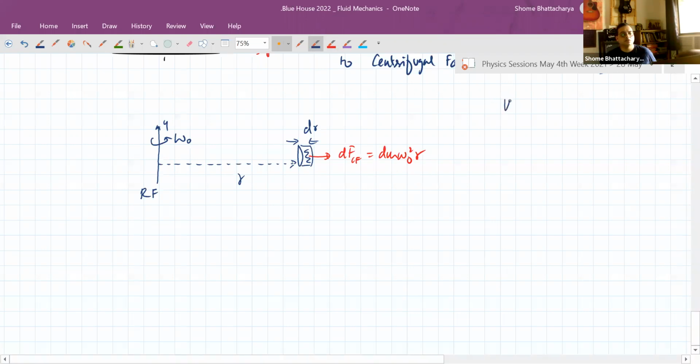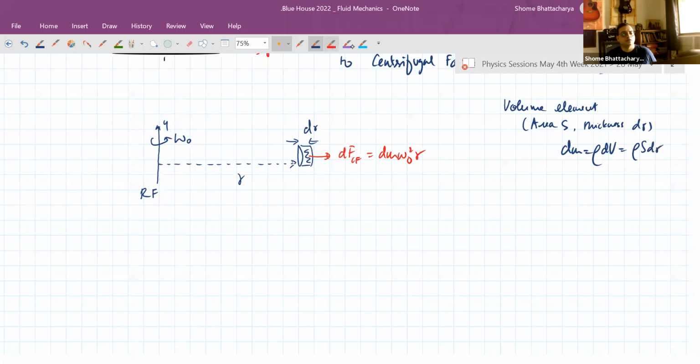Okay, so we consider a volume element of area S, let's say, and thickness dr. So its mass is like this. Okay. So this is the FBD with only the horizontal forces shown.